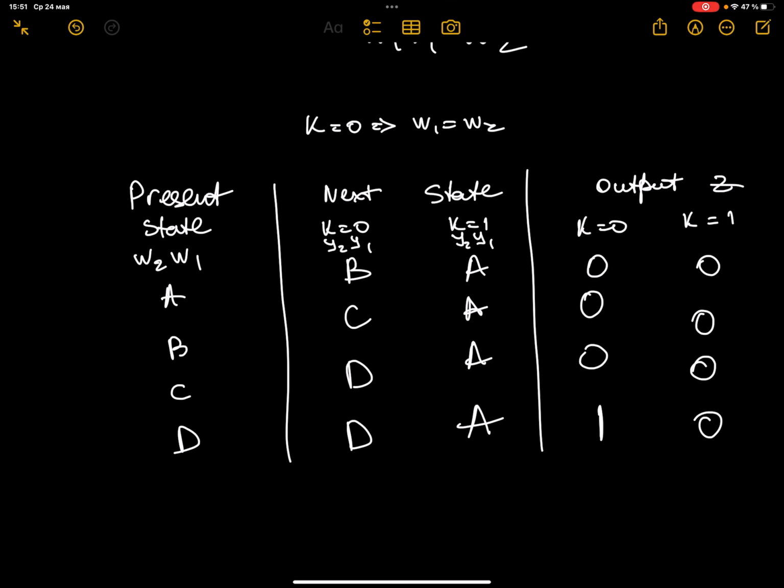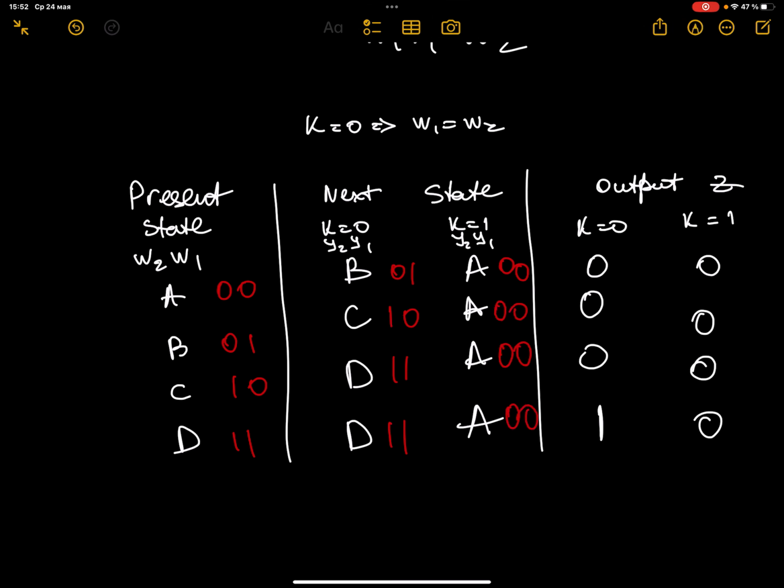4 states. 2 bits. So I'm going to say this is 0 0, this is 0 1, this is 1 0, this is 1 1. Okay, you understand, right? I'm just indexing the states. So this is 1 0. Okay, let me quickly write it. 0 0 0 0 0 0 0 0.